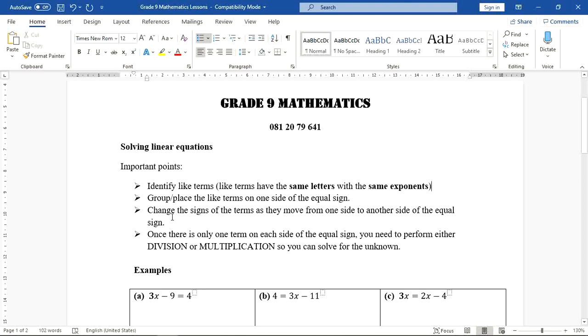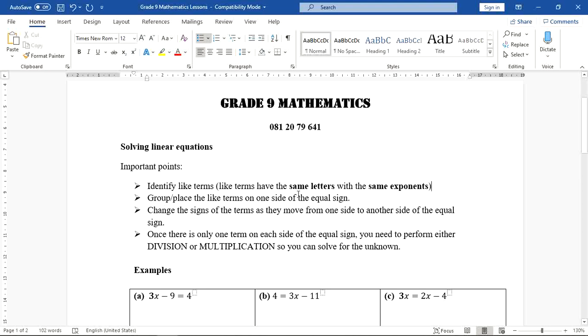Remember that when you are moving terms from one side to the other side of the equal sign, the sign has to change. If the term was positive on the left hand side, when it goes to the right hand side, it must become negative. If it was negative on the left, when it goes to the right, it must become positive. So the sign must change. Once there is only one term on each side of the equal sign, you need to perform either division or multiplication so you can solve for the unknown.